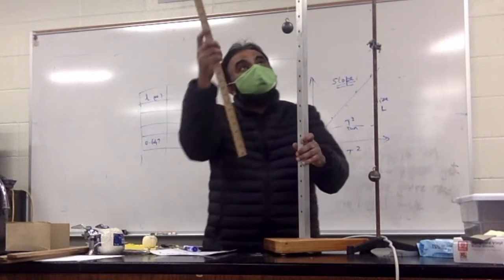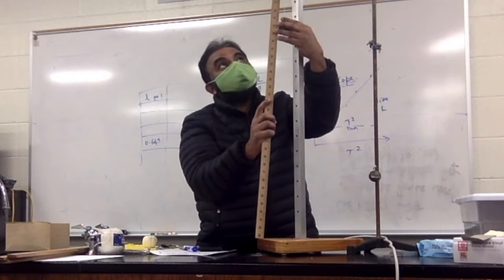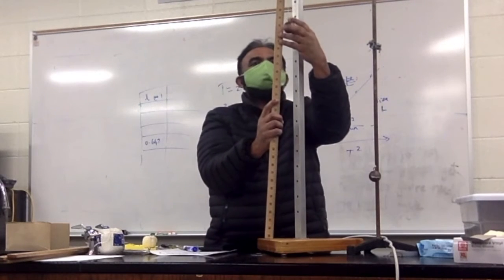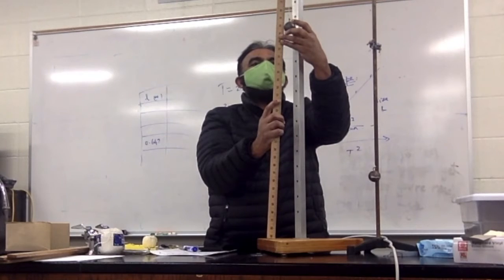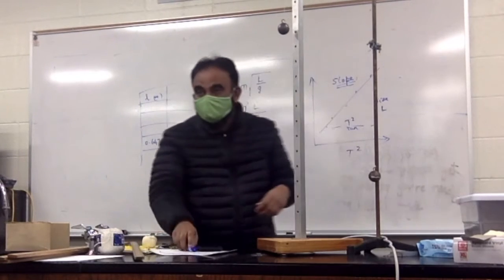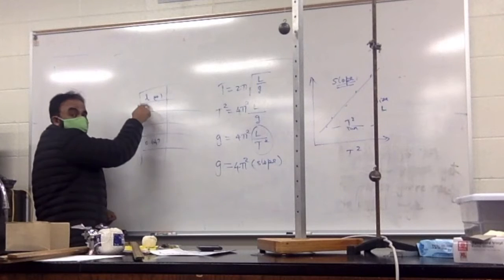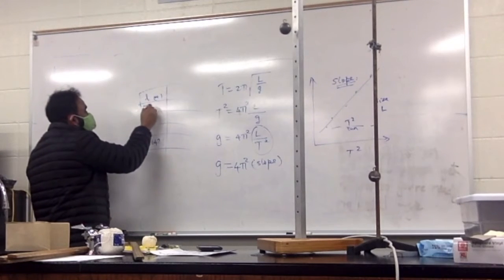Okay. I got that length as 30.9. So put it down in this column here: 0.309.